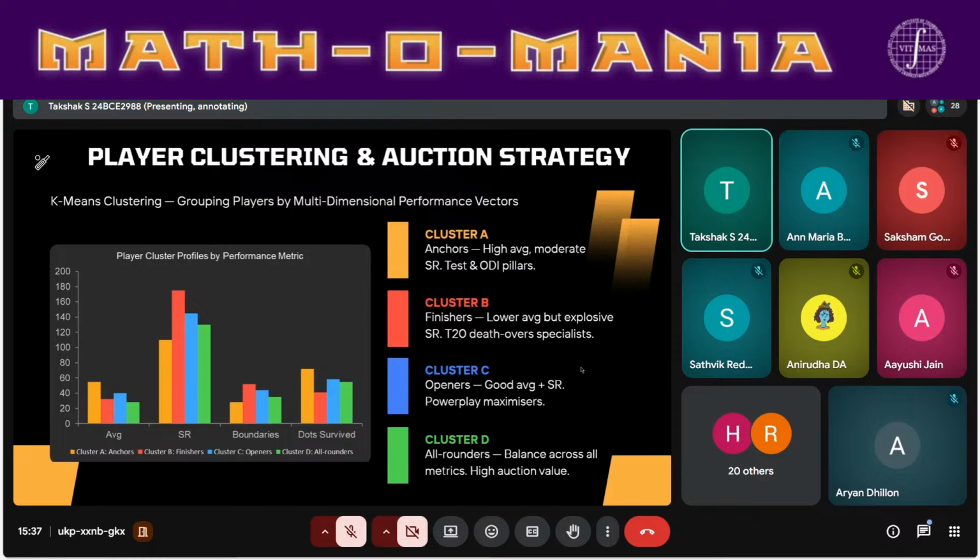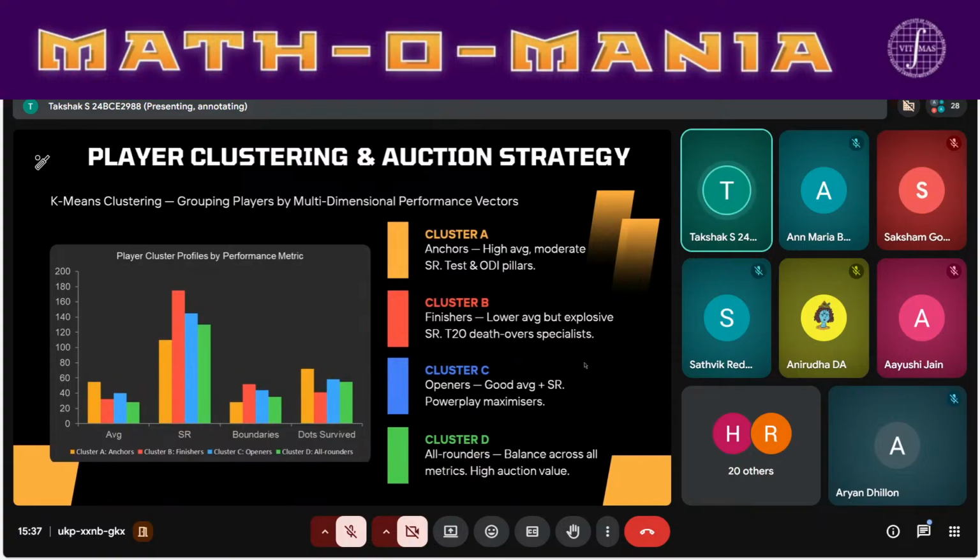And then the cluster C, the openers. They are players who combine a genuinely strong batting average with a strong strike rate. They are power play maximizers. They have the defensive technique to survive the new ball, good footwork, solid defense, ability to leave deliveries outside off stump, combined with aggressive intent and shot making ability.